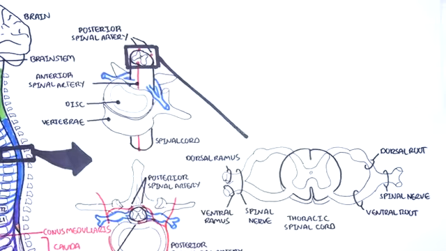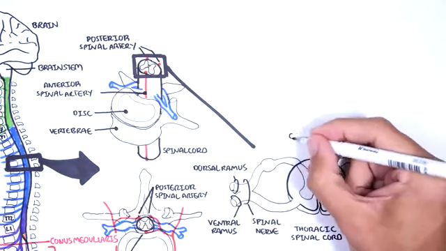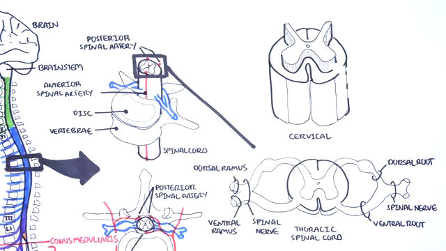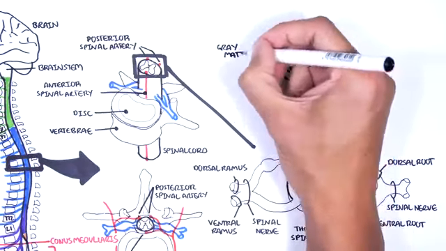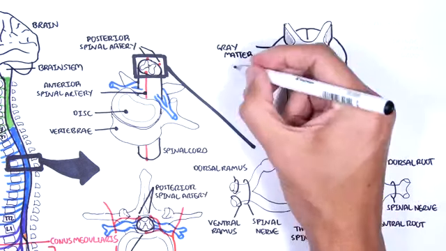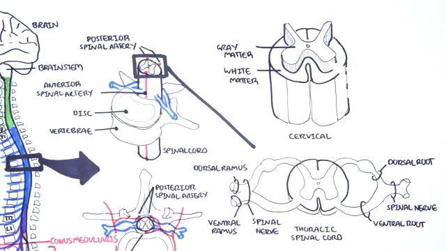Let's now take a cross-section of the cervical spinal cord. The butterfly-looking structure in the center of the spinal cord is the gray matter of the spinal cord. The gray matter is where synapses between neurons occur. Here we can find the dendrites and the terminal axons of neurons. This is where synapses occur. The white matter surrounding the gray matter is where neurons travel through along the spinal cord. It therefore contains the neurons' axons.